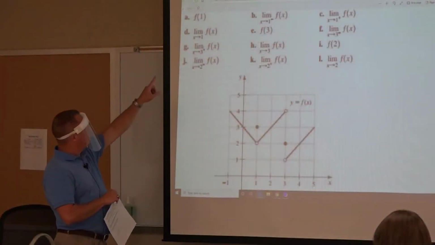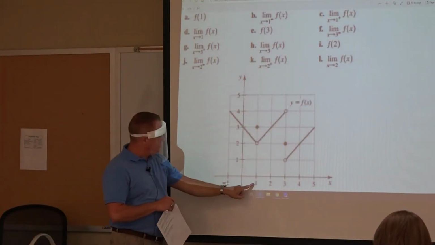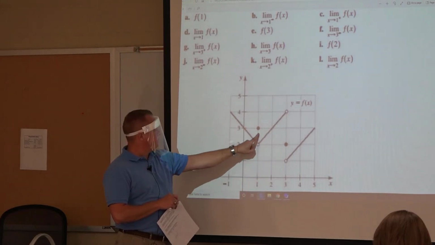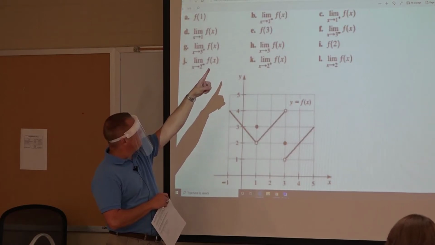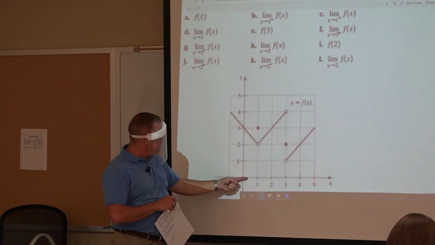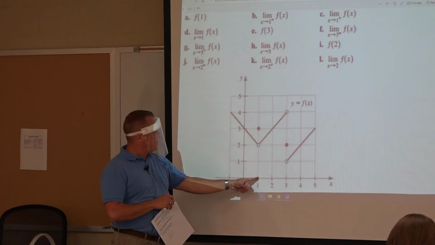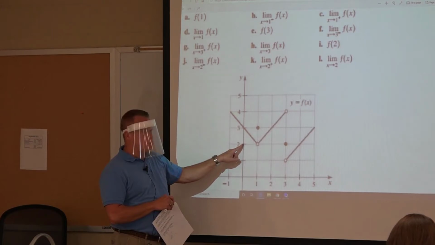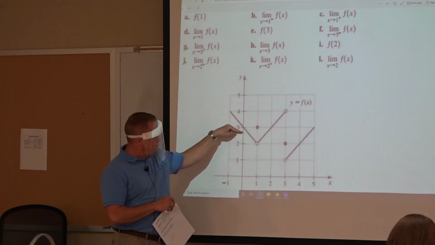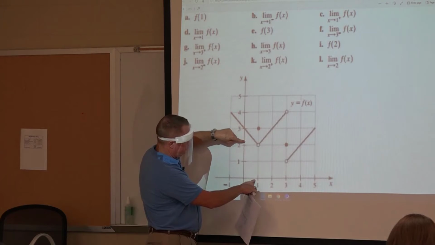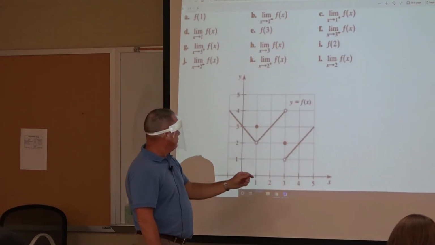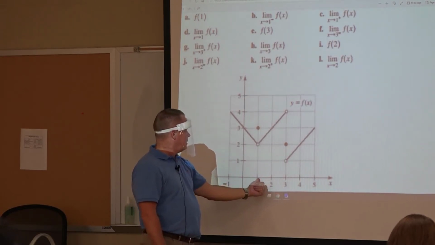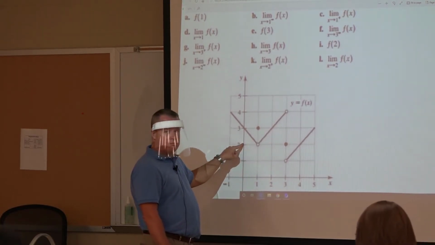Okay, so f at 1. What is the function value when x is 1? 3. So that should be 3. The limit as x approaches 1 from the left: as I'm going this way toward 1, what's it approaching? It's approaching 2. The y values here are getting closer and closer to 2 as x gets closer and closer to 1. From the right side, what's it approaching as it approaches 1? It's also approaching 2.